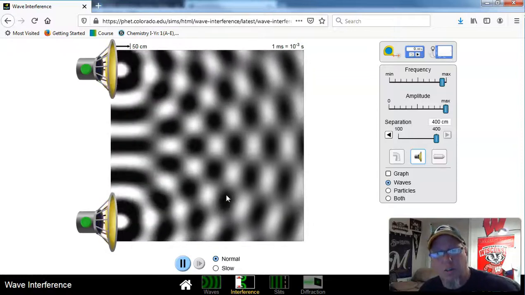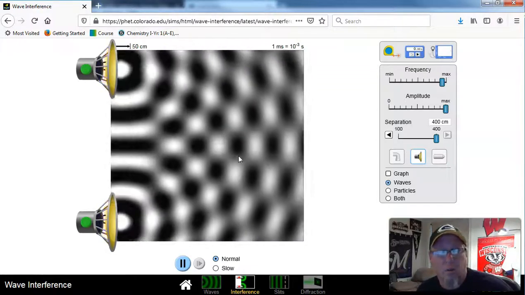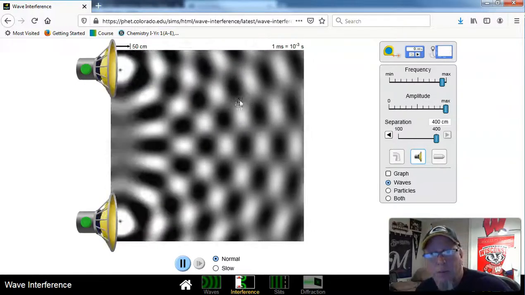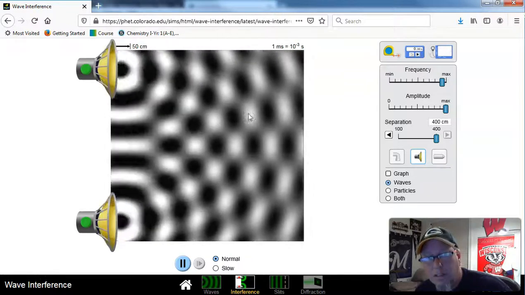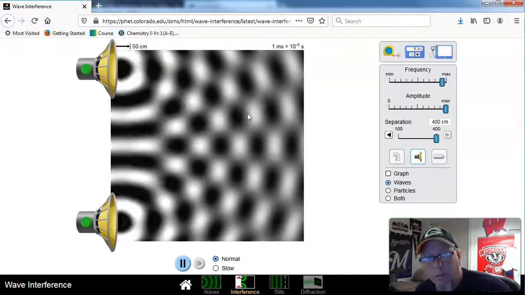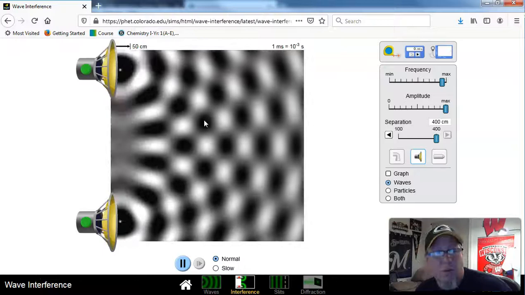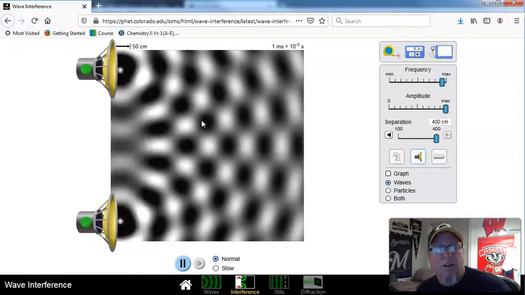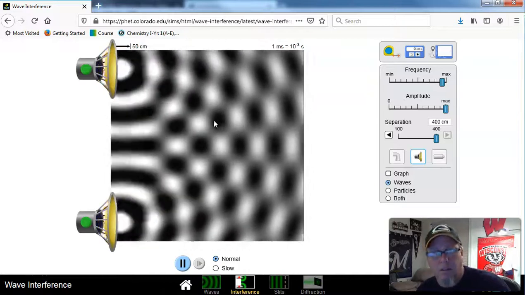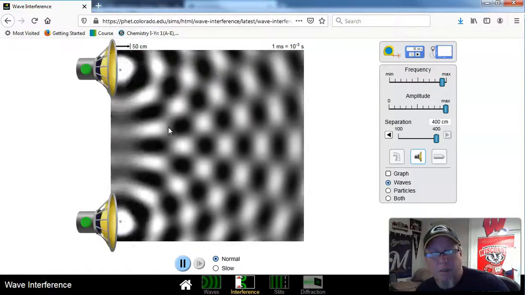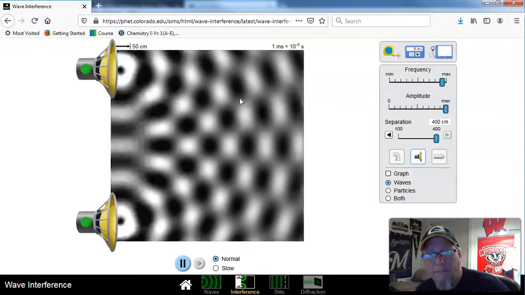Now, I'm not sure if you can see this pattern super well, but what you get is these areas where there's constructive and destructive interference. If you were sitting in a seat right in this area, the sound would be pretty uniform for you. Because the sound waves are moving so fast, you're not going to hear the highs and the lows. But here's the important part. Look at this line right here.